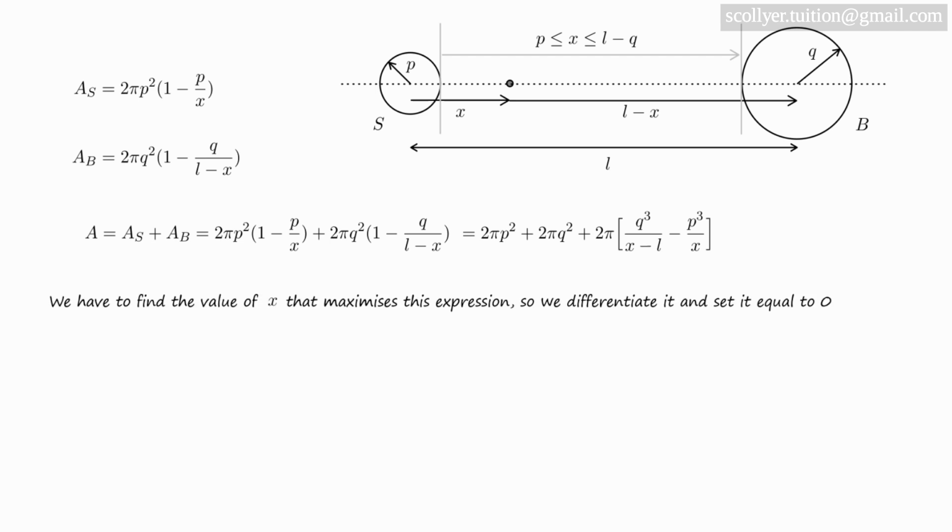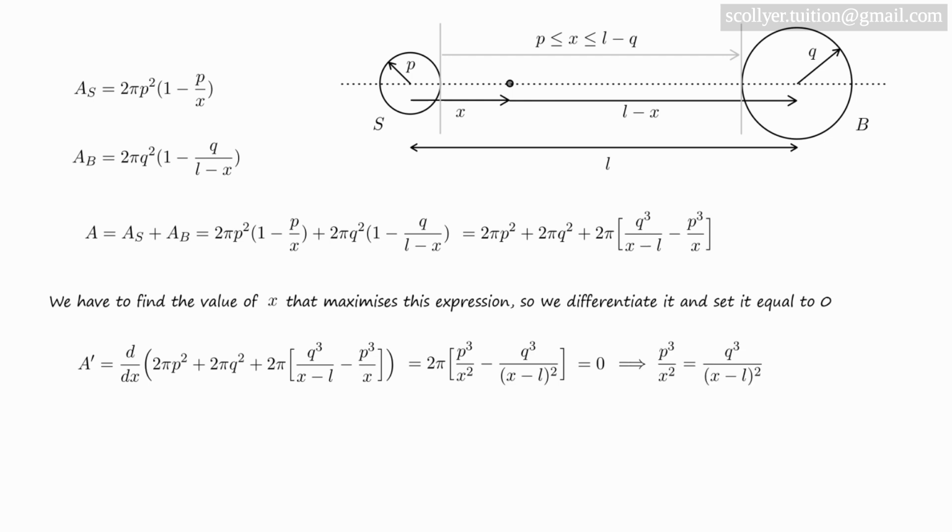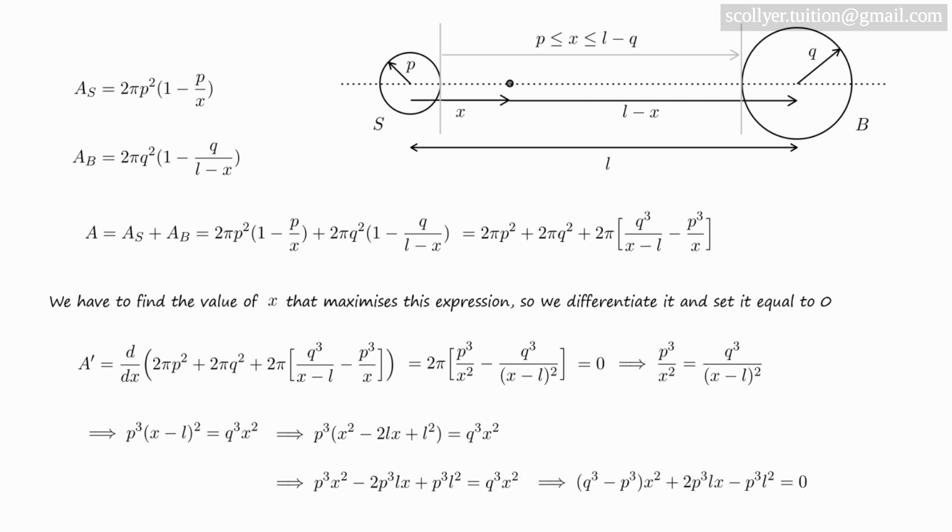Now to find the value of x that maximizes A, we differentiate the expression above and set it equal to 0 as follows. And on solving the resulting equation, we obtain the following quadratic equation: q cubed minus p cubed times x squared plus 2 p cubed L x minus p cubed L squared equals 0. And we solve this quadratic equation in the usual way via the quadratic formula.